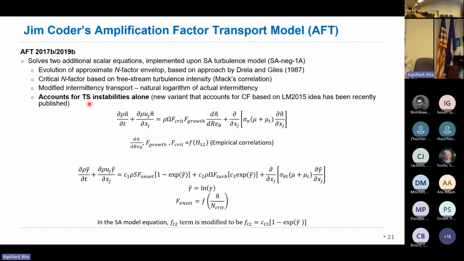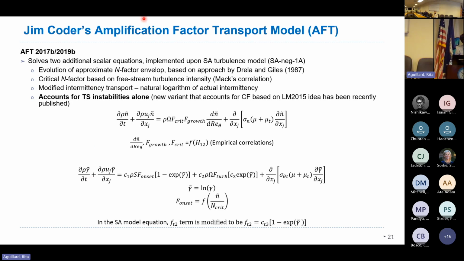And the other popular model is Jim Coder's AFT model. This comes from the XFOIL approach. It is coming from Drela and Giles' work, where based on stability analysis, we have these n-factor curves. Based on that, they approximate those n-factor curves by some kind of a table, and you can come up with a correlation. So this model actually solves an n-factor transport equation along with an intermittency equation again.